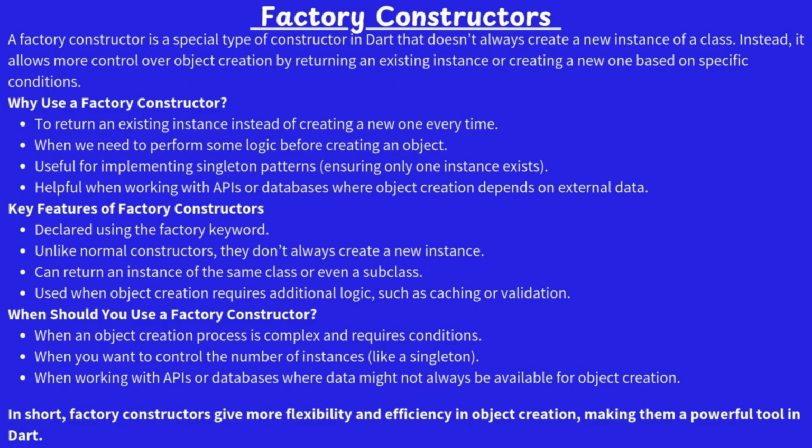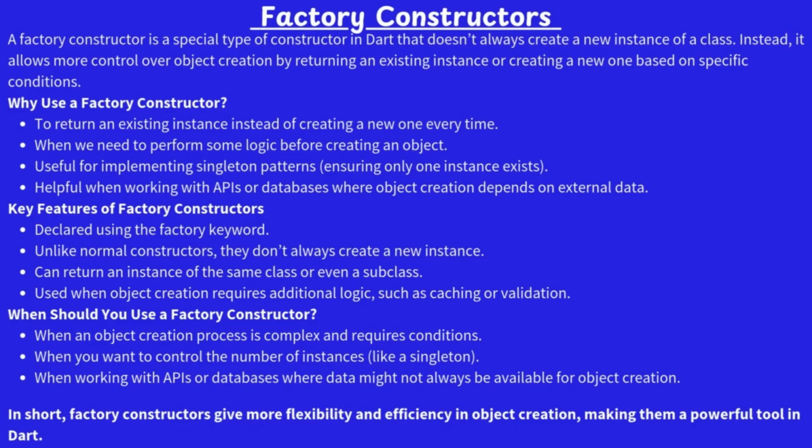Factory constructors are also widely used for implementing the singleton pattern, which ensures that only one instance of a class exists throughout the application. This is helpful in cases like managing a database connection or a network service where multiple instances would be inefficient. Additionally, when working with APIs or databases, a factory constructor allows us to control object creation based on external data. If certain conditions aren't met, instead of creating a new instance, we might return a pre-existing one or even throw an error.